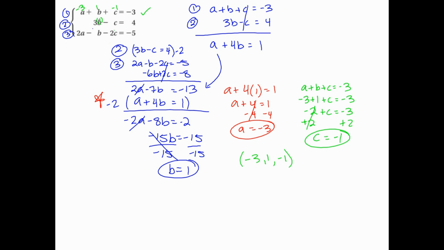And then C is negative 1, so this changes it into plus 1. So 3 plus 1 is 4. That one works too. 2 times A, that's going to give us negative 6. And then a negative B is going to be minus 1. And negative 2C is going to be plus 2. So negative 6 minus 1 is negative 7. Negative 7 plus 2 is negative 5.